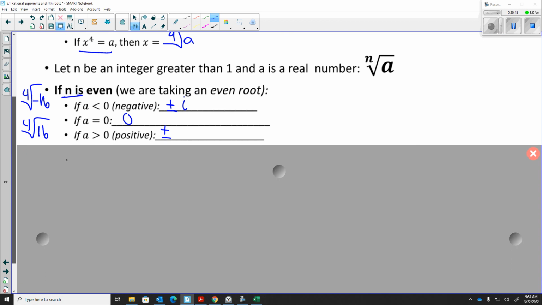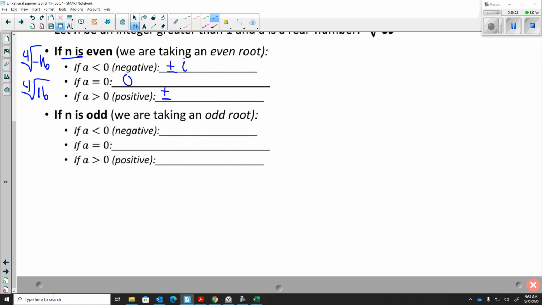Let's talk about the other scenario, if it's an odd root. So that's if we're taking like the cube root of -8. We did that one earlier. So if you're taking an odd root, odd number, and the number inside of the radical is a negative, what happens? What is the cube root of -8? -2. So you don't need a plus minus. You don't need an I. You just get a negative number. That's fine. That's okay. You can take the odd root of a negative number. You're just going to get a negative number. Cool.